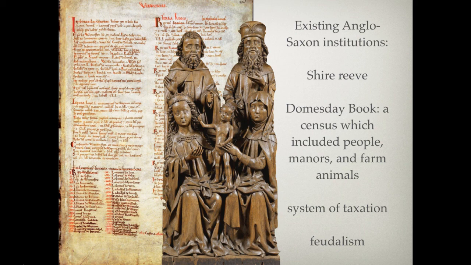He conquered this territory, and so he wants a better idea of how it functions and how to tax it. And so he has Domesday books created. Now, "dome," as in not doom, or in some sense doom, is domicile. It comes from the Latin word for home. It's to measure what assets and people exist within his territory. So it's a census, which included people, manors, farm animals.